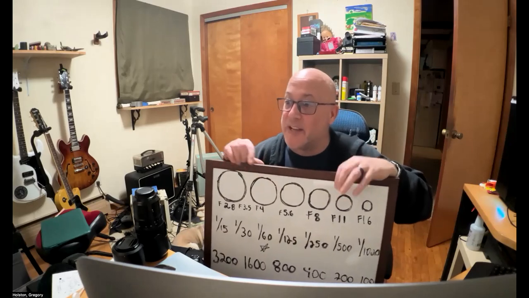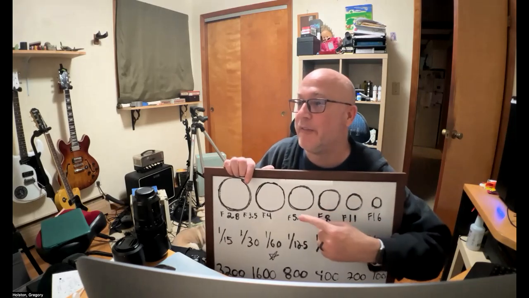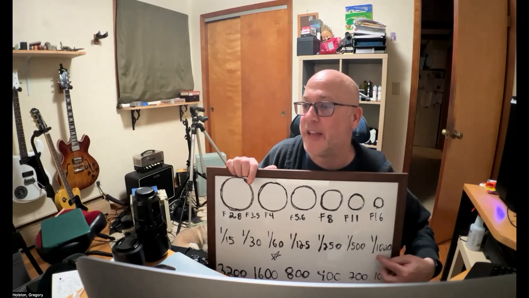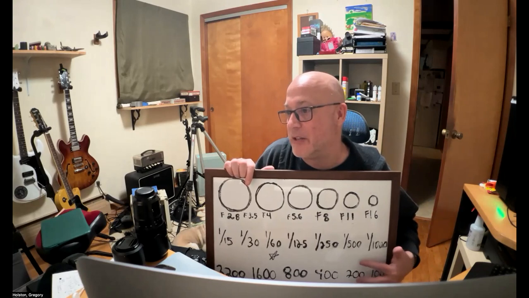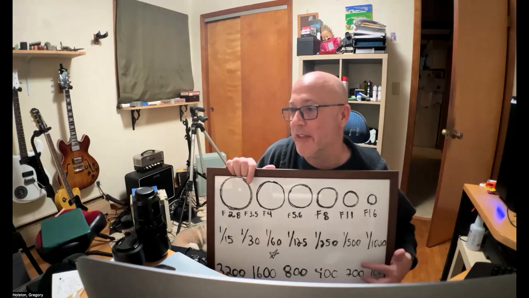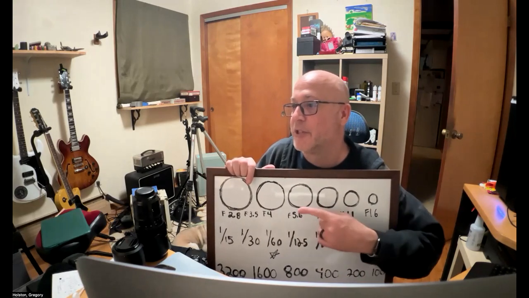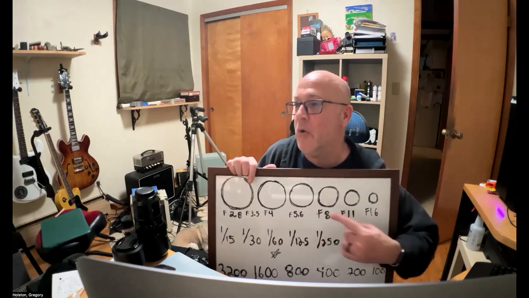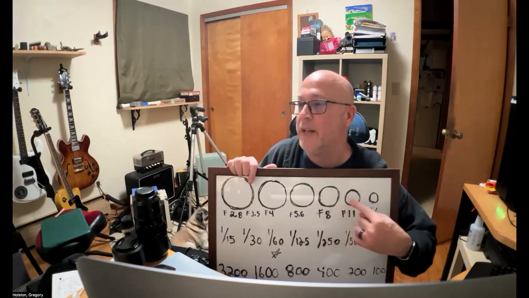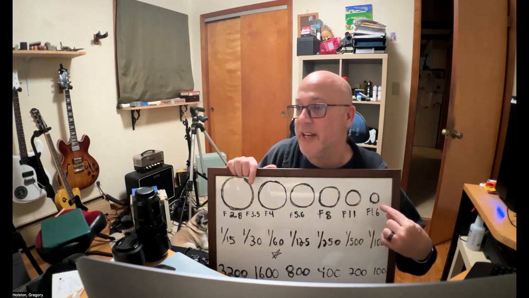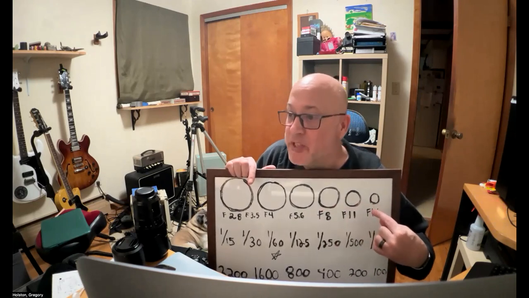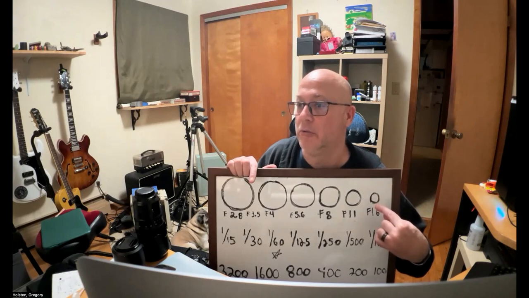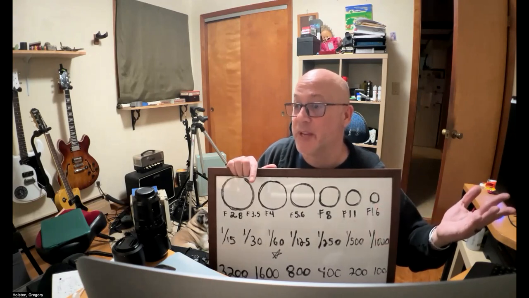Start at F5.6, and let's say your light meter tells you 1,000. That's probably what it will tell you, 1,000 or 2,000 or maybe 500. You do your first shot at F5.6 at 1,000. When you go to F16, 1, 2, 3 stops to 16, what happens? It gets three stops darker. What do you have to do to compensate for that?